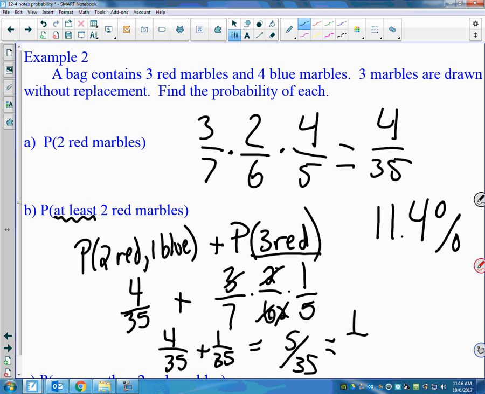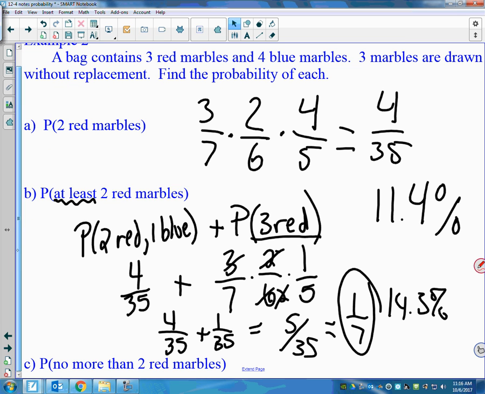Well, yes, I meant the decimal. Oh, I don't know, 1/7 is .1428, or 14.28%. So about 14.3%. And again, I don't care if you leave it as a fraction. I just like to give you a percent.